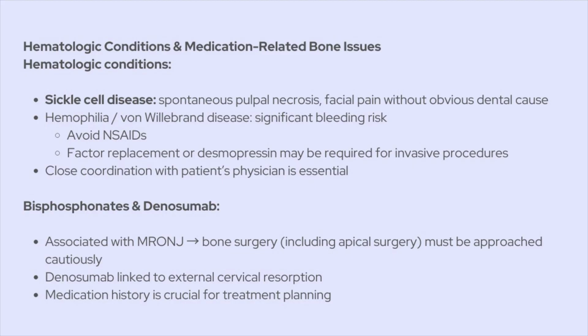And then we have medications like bisphosphonates and denosumab. These are huge in endodontic decision making because they're associated with medication related osteonecrosis of the jaw. That means any surgical manipulation of bone, including apical surgery, has to be approached very cautiously. Denosumab is also linked to external cervical resorption. So, yeah, these meds absolutely matter.